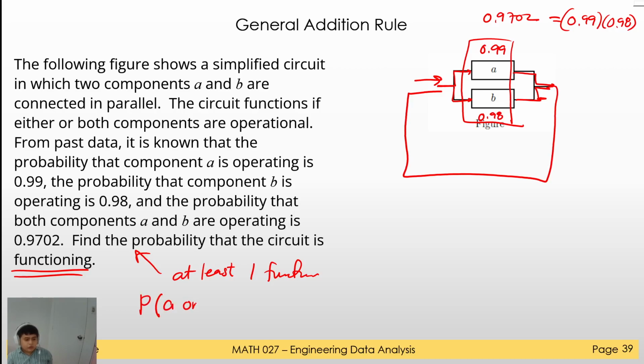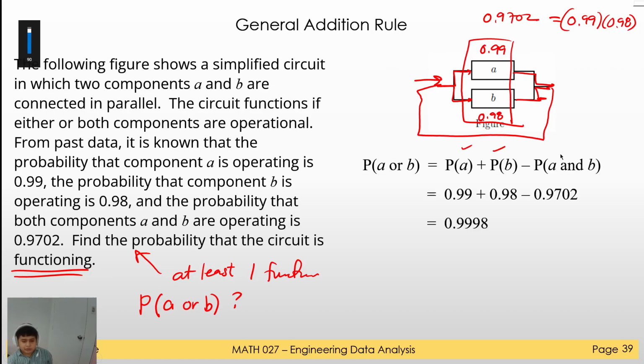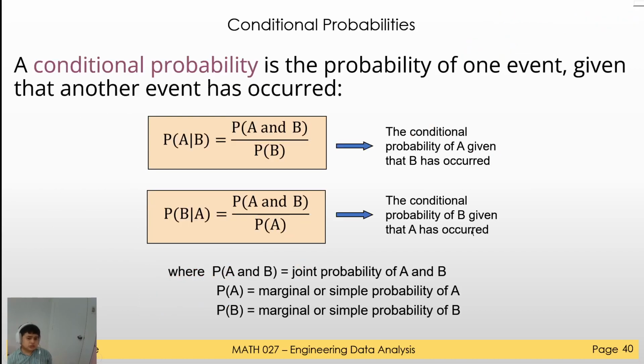So the probability of A or B occurring will be given by the general addition rule. We have the given probabilities, 0.99, 0.98, and the intersection between the two, which is 0.9702. So the probability of this occurring will be 0.9998, or 99.98%. For the last portion of the video, let's discuss conditional probability.